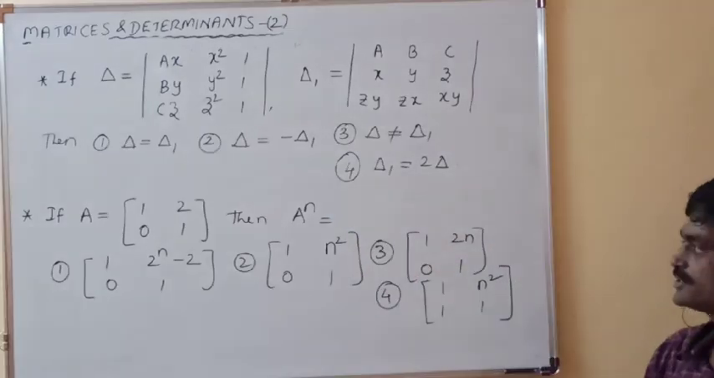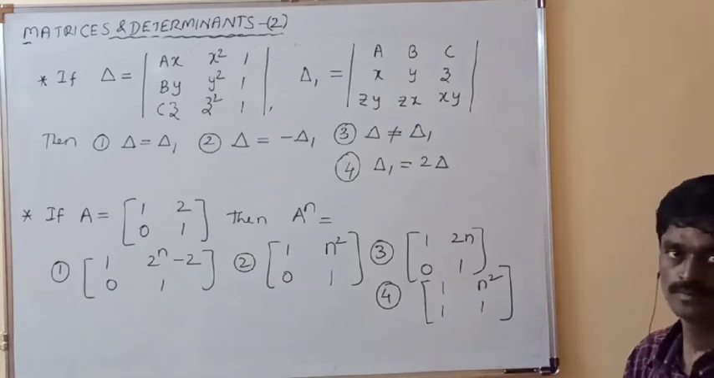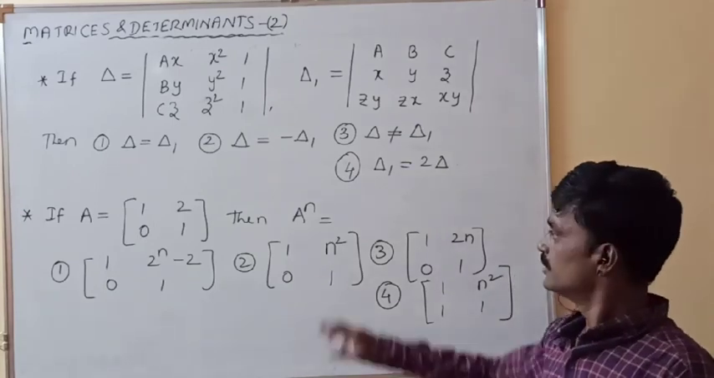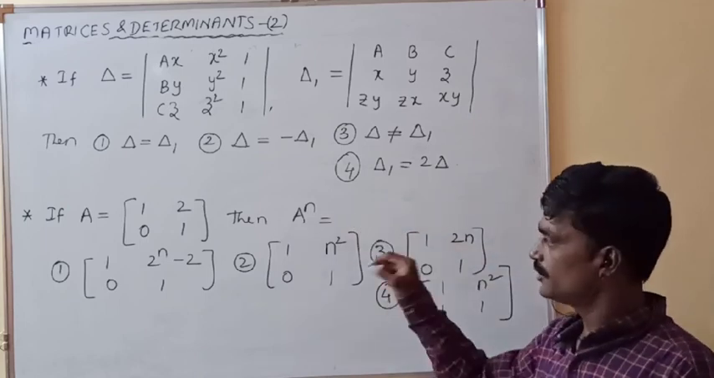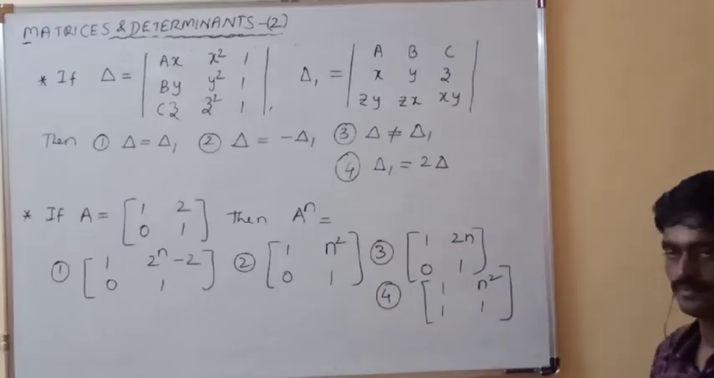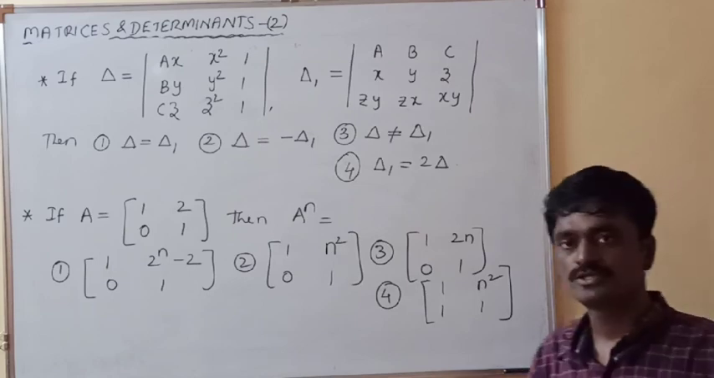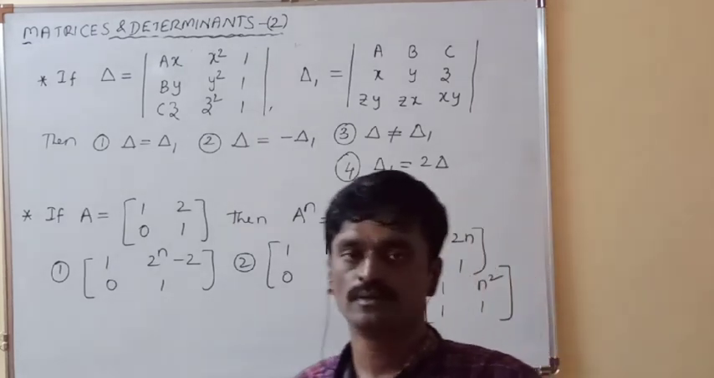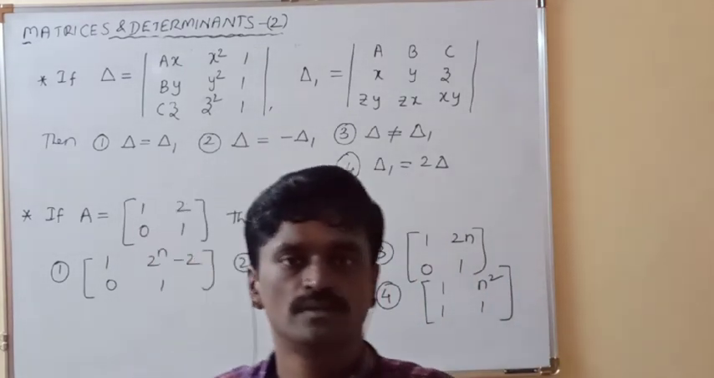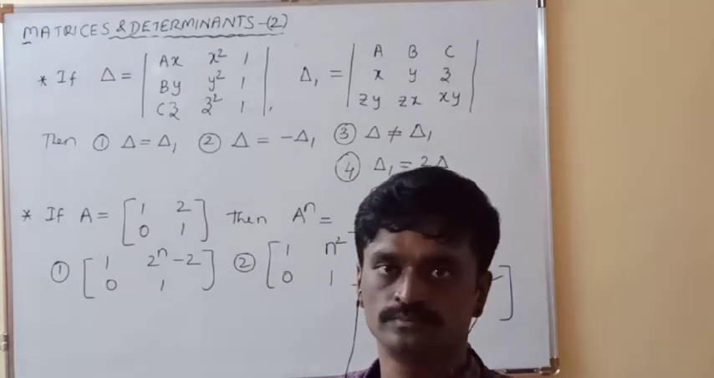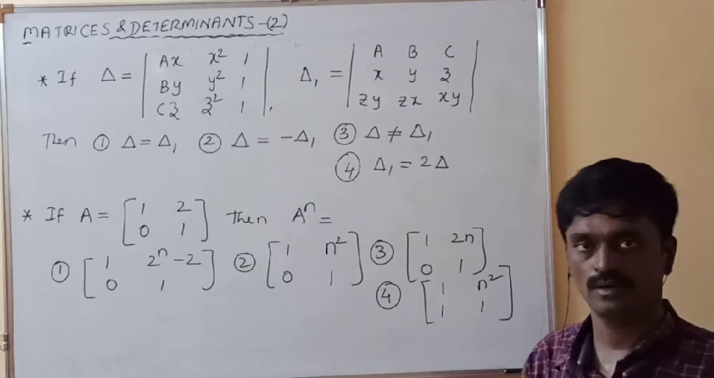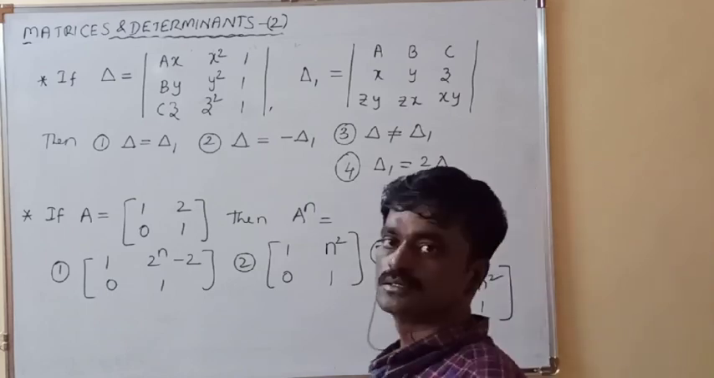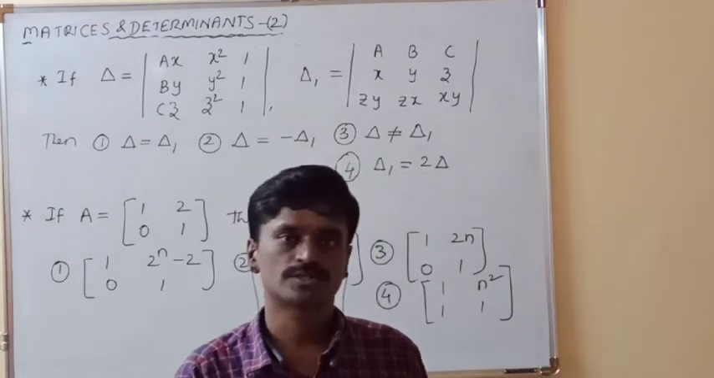Okay. Next here, using induction, put n value 1, then A power n is the same as A. Then you put n value 1 in the options also. Among these four options, which option gives A? That is the answer. If more than one option satisfies, then you go for n value 2. For this problem, by putting n value 1 only, you will get the answer. Okay, so with this I am going to close this session.